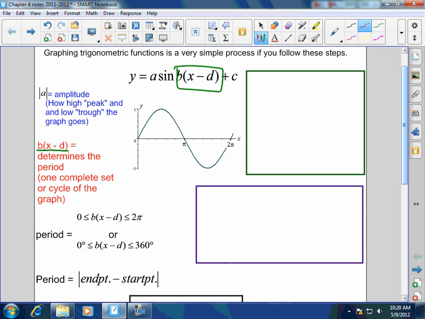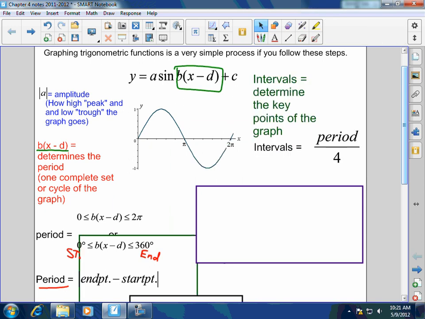Once you set this up, this is going to be your starting point, and this will be your end point. Once you have your starting point and your end point, plug it into your period formula, just like we did with the tangent. See, I've unified everything. That's the beauty of my method. It's the same for every single type of graph. Your endpoint minus your starting point, that's your period. Divide your period by 4 to find your interval.